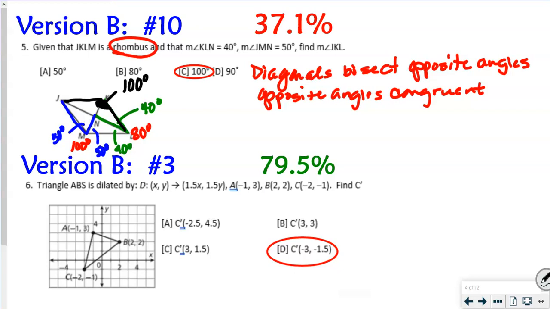Now, many people chose 90, and I'm guessing the reason people chose 90 is because that was the answer to the question that was like this on the last quiz. But these are the angles that are 90, not the ones that we just did, okay? So you got to read questions, guys, to get questions correct.